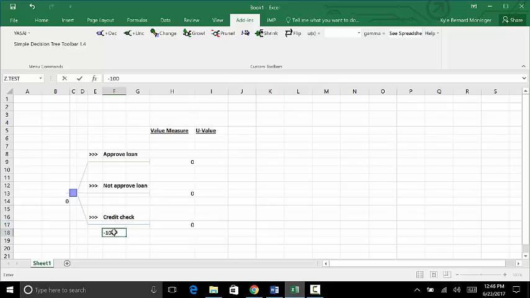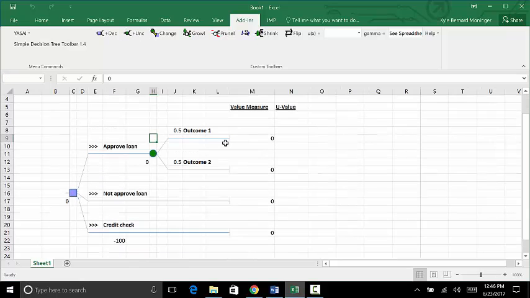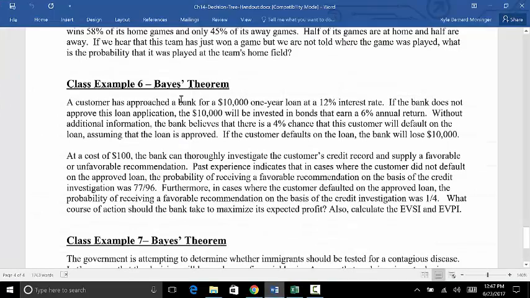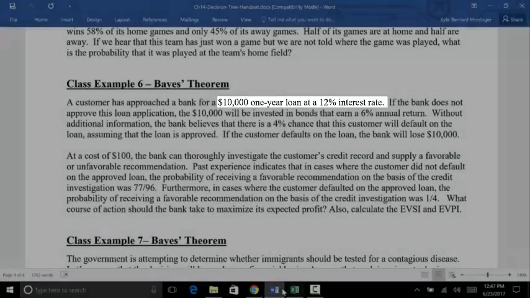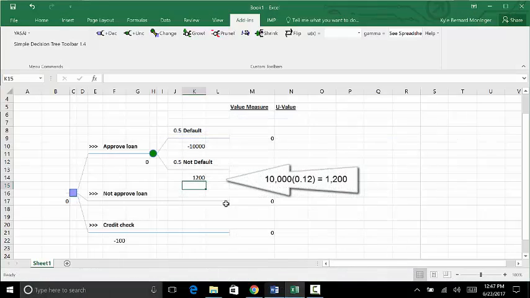If I approve the loan, I'm going to take a chance on whether they default or not default on the loan. If the customer defaults on the loan, I'll lose the $10,000 I loaned them. If they do not default on the loan, I'll gain $1,200 in interest. The problem says it's a 1-year loan at 12% interest. 12% of 10,000 gives me 1,200.